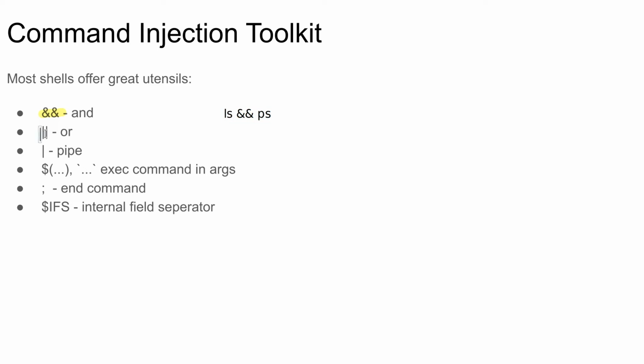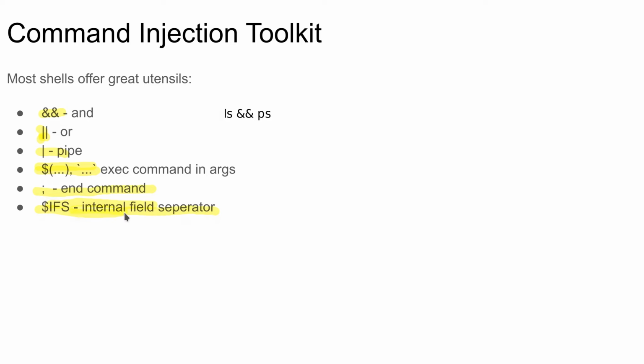Yeah, the OR is the logical OR, it's also lazy. The pipe symbol takes the output of the first command and puts it in the input of the second command. Here the dollar and the backticks we've seen. This just means execute whatever is in between them and then use the output of this execution as command line parameters. Semicolon just ends a command, and IFS is the internal field separator that tells the shell with what characters fields are separated.